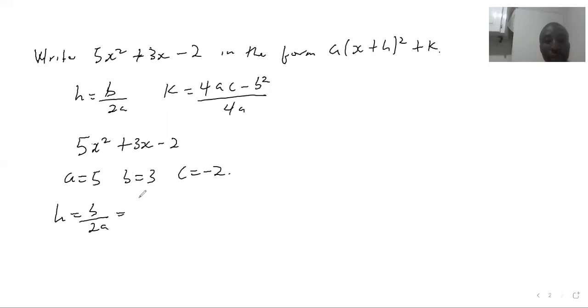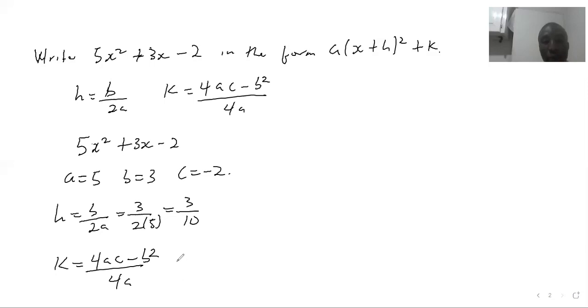So what is my b value? 3 over 2 times 5, right? So this will give me 3 over 10. Then I look for my k value. My k value here is going to be 4ac minus b squared over 4a, right?